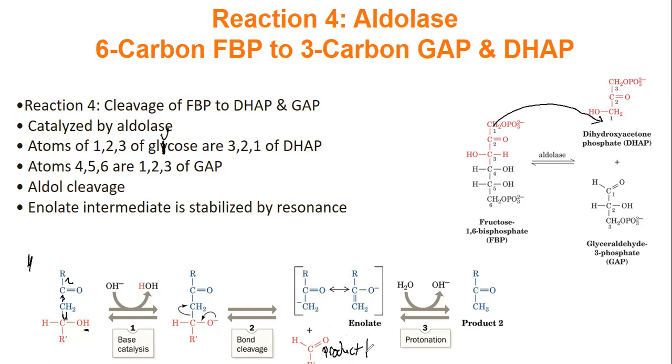From there, we have a resonance structure, an enolate intermediate. Remember, an intermediate is a molecule that is stable in a reaction. So we can actually measure the amount of enolate if we were to do this experiment. So this is a stable intermediate. And what happens is that we need protonation, so more or less an acid.